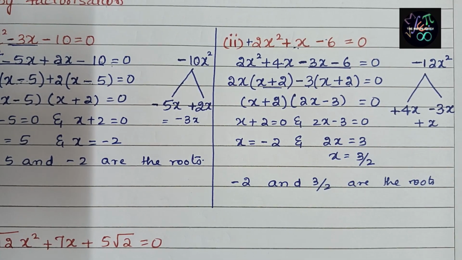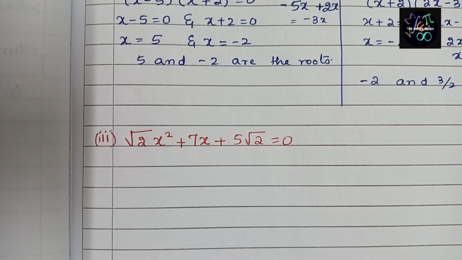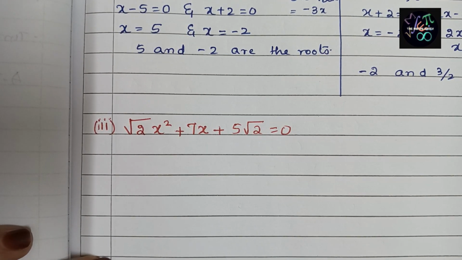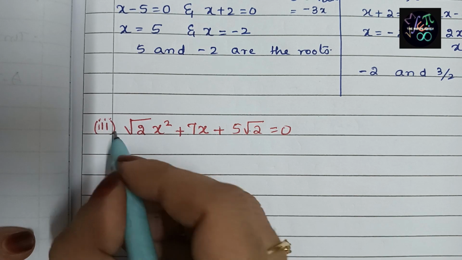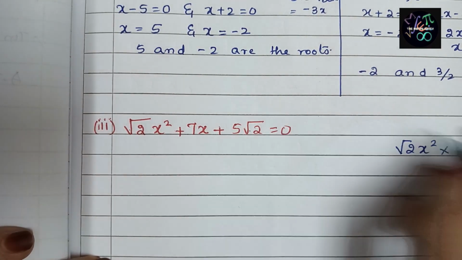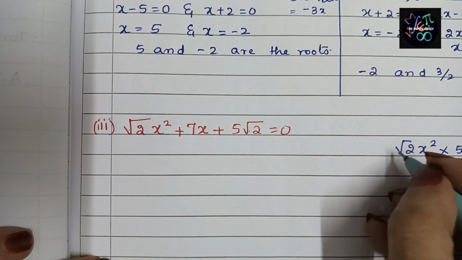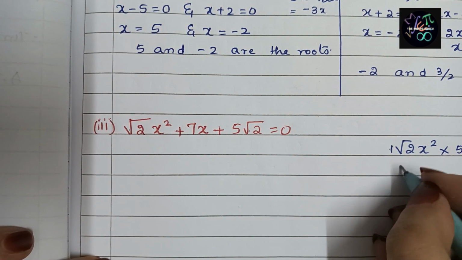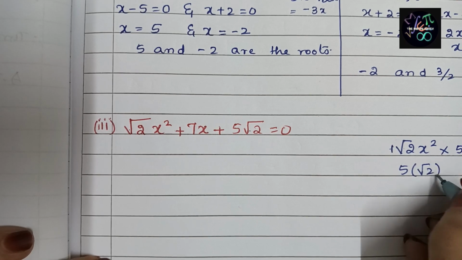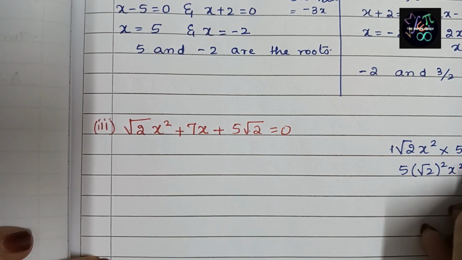Let us see the next equation here. Okay, the third one. Here we can see it is in the root, but still we can solve it here. First and last number multiply. Root 2 x square into 5 root 2. Here nothing means 1. 1 into 5, 5. Root 2 into root 2, root 2 square. x square as it is.